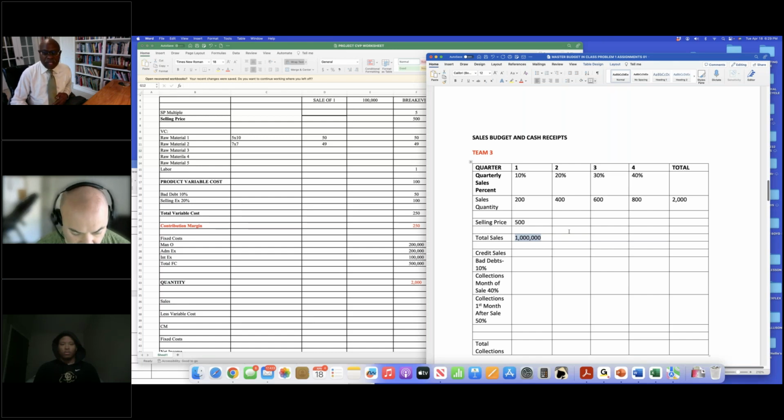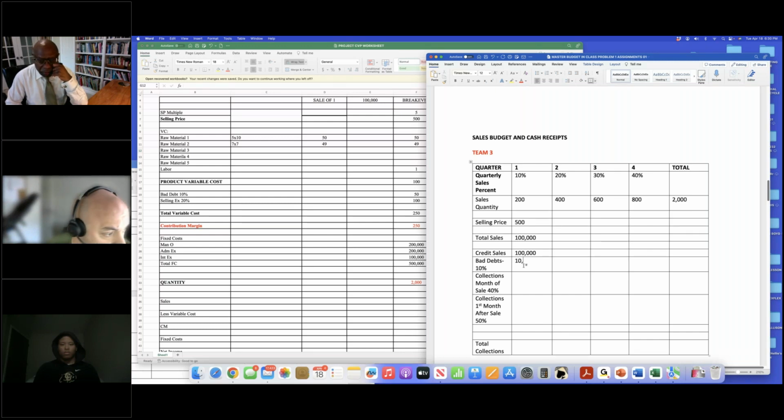The credit sales, we said all the sales are credit. It wouldn't have to be that way, but if you don't, you're gonna have issues with the bad debts. So just to simplify it, 10% of the people are not gonna pay. So that's 10,000 we're not gonna collect.